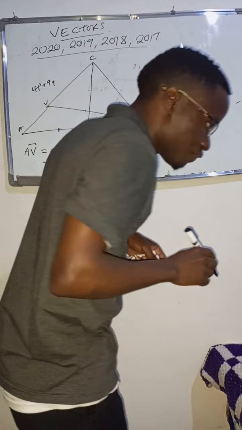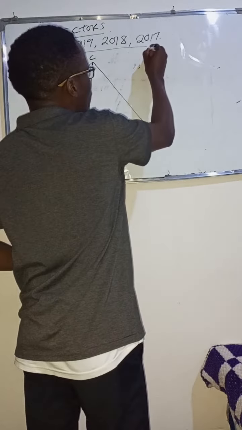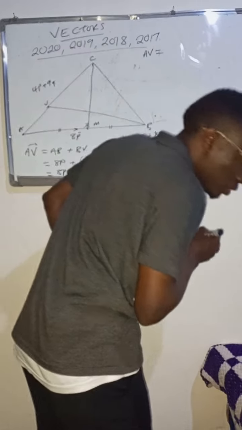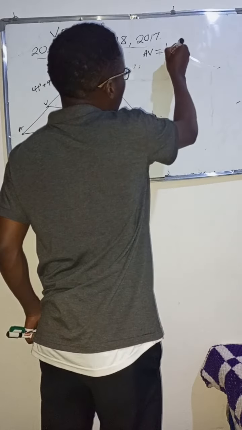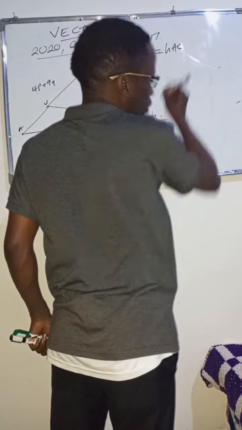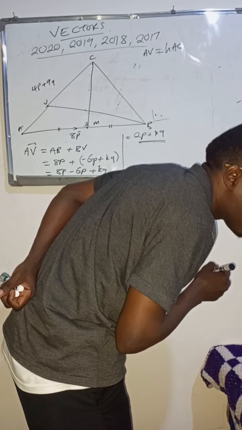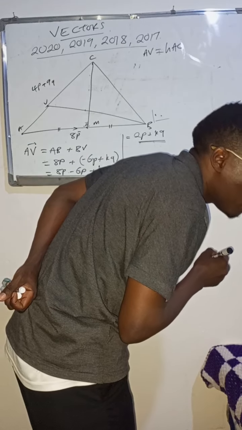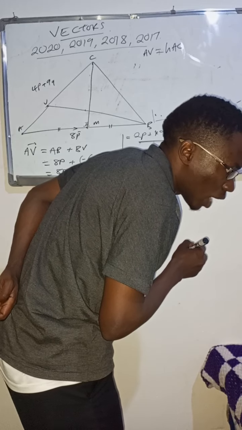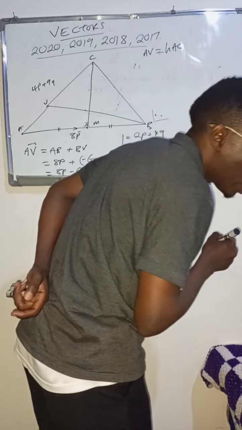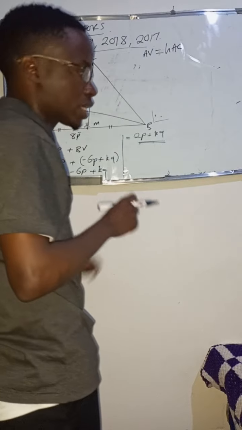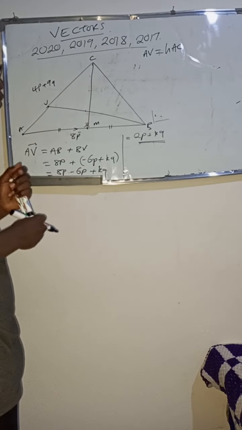Given that AV is equal to HSC, by forming an equation involving P, Q, and H, I mean H and K, or otherwise, find the numeric values of H and K. Now, this is going to be very simple.